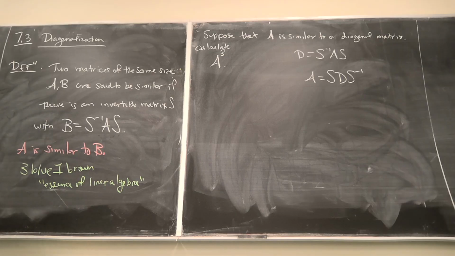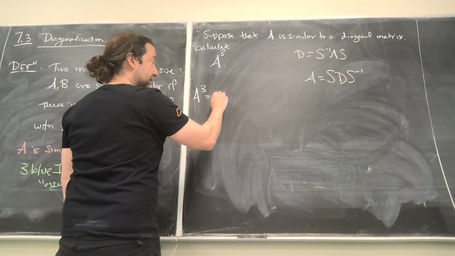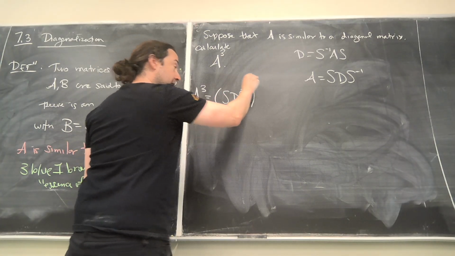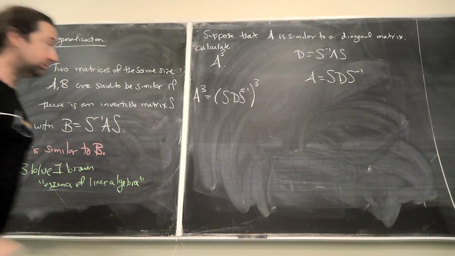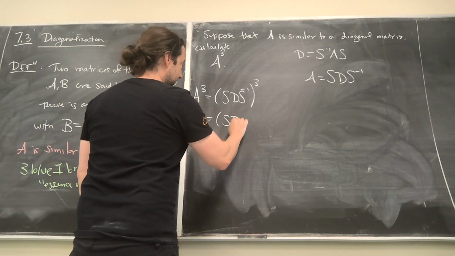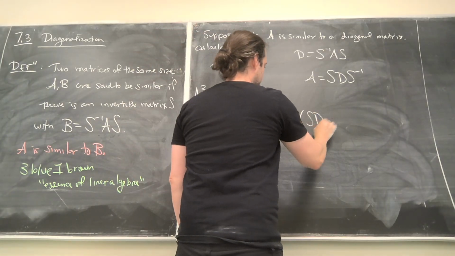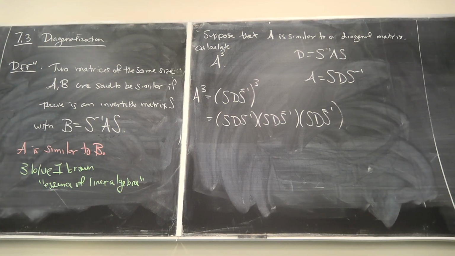The idea here is, if you wrote down A to the third and you replaced A with S D S inverse, taking something to the third power means writing it 3 times in a row: S D S inverse, S D S inverse, S D S inverse. What happens to the S inverses and the S's that are touching each other? They go away. They're the identity matrix, right?